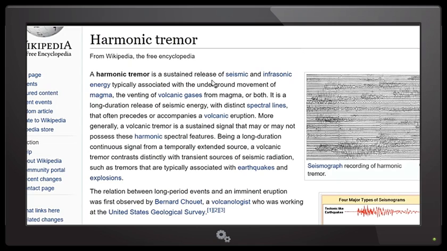And just for everyone's information, let's take a look at Wikipedia's definition of harmonic tremor. A harmonic tremor is a sustained release of seismic and infrasonic energy typically associated with the underground movement of magma, the venting of volcanic gases from magma, or both. So I'll leave a link to all of this information in the description box.